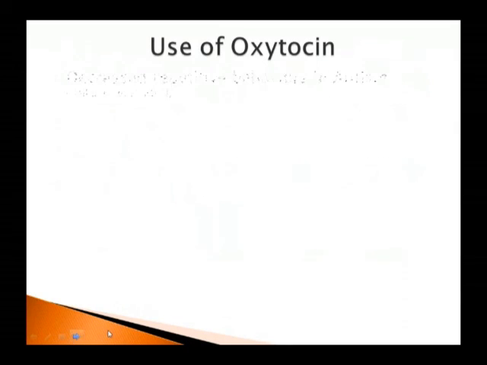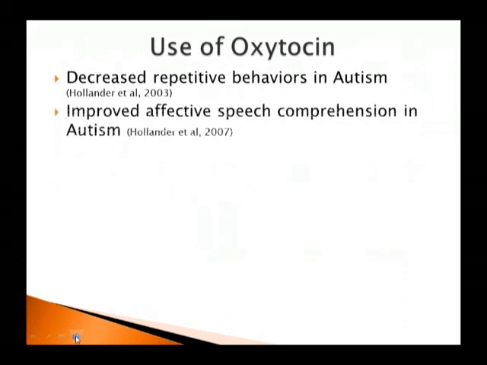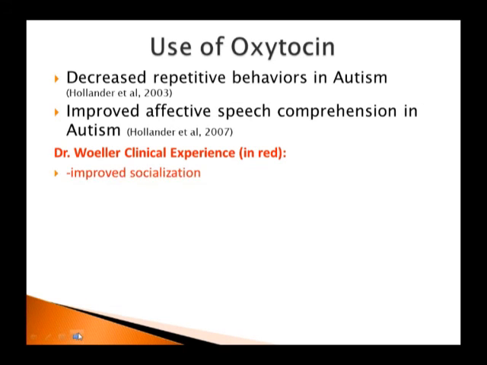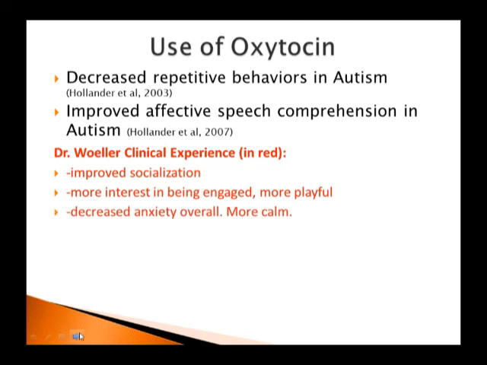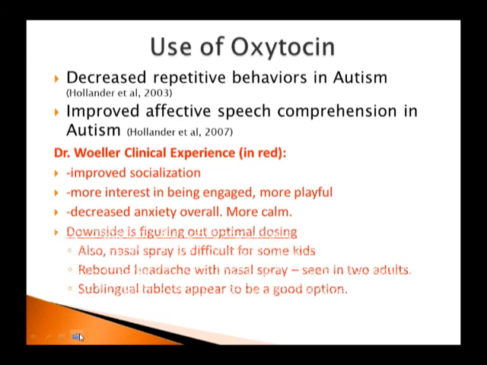Okay. So with respects to the use of oxytocin, there's been studies that have shown that it's helped with decreased repetition. Certainly has been, in some individuals, improved with respects to speech comprehension. And then, as I mentioned, overall, with respects to my experience over the years, there's been improvements in socialization, being more engaged, more playful, less anxiety. So for the most part, it's been a very positive therapy. But again, there are those few outliers where the anxiety sometimes is triggered.